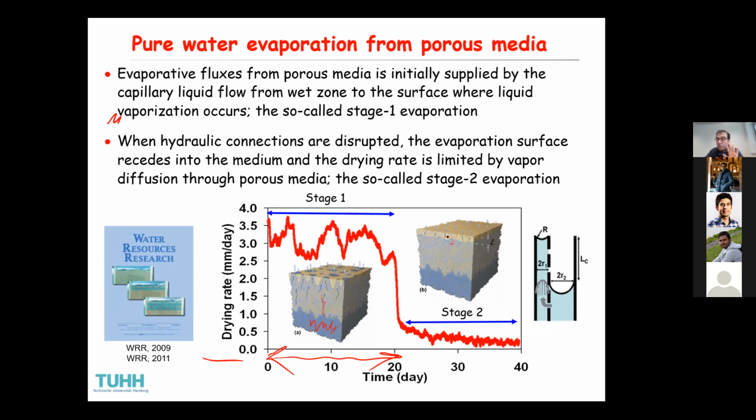Because then you're dealing with vapor diffusion through this dry layer, and that's why the evaporation rate goes significantly lower. And the mechanisms I explained, we clearly see in an experiment in the lab, and that picture went to the cover of WRR, I think for 2011, where we show the formation of a new vaporization plane inside the porous media as drying progresses during stage 2 evaporation. So that is what happens in the case of pure water evaporation.